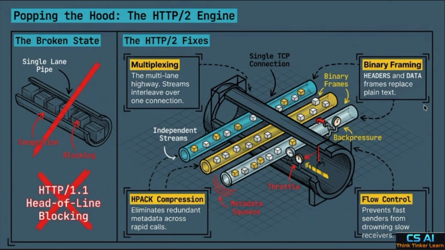The secret sauce of gRPC is the HTTP2 engine. Legacy HTTP 1.1 suffered from head-of-line blocking, where a single slow request could clog the entire pipe. HTTP2 fixes this with multiplexing, a multi-lane highway where different streams interleave over a single TCP connection. We also get binary framing and HPACK compression to squeeze metadata. Crucially, HTTP2 includes flow control, which acts as a throttle to prevent a fast sender from drowning a slow receiver in data.